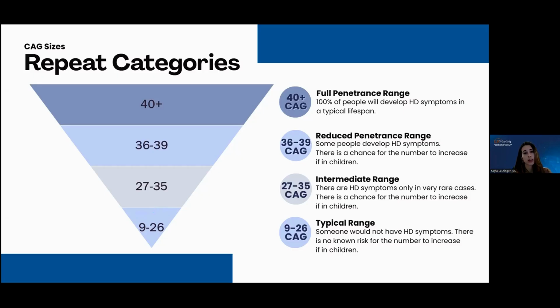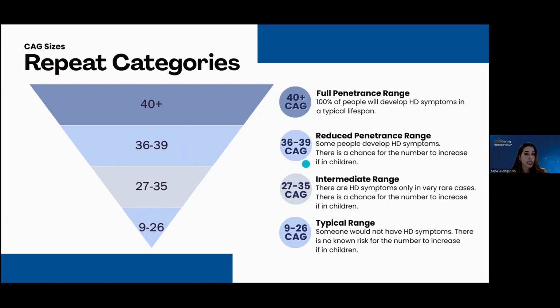The reason that there is a risk is because when you have 27 or more CAG repeats, it's unstable and it can expand when it's passed to a child. And once it jumps up to 36 or more, that's when someone has a risk for actual Huntington's disease symptoms.